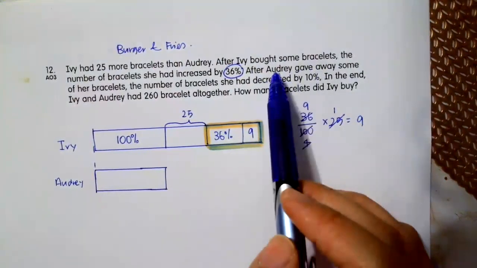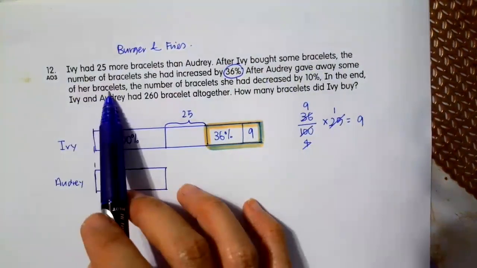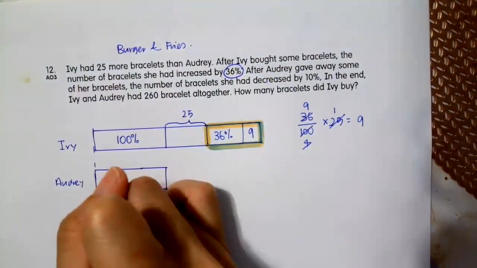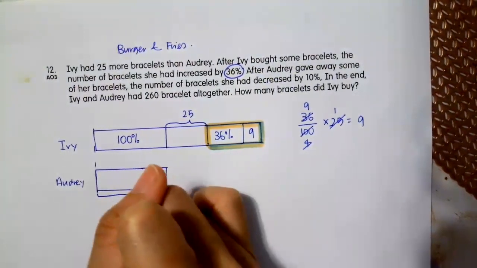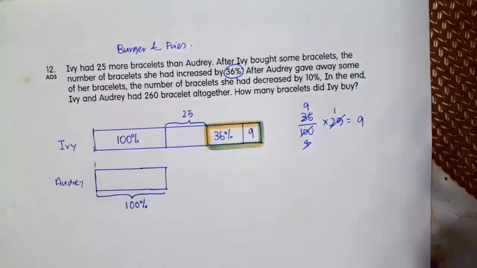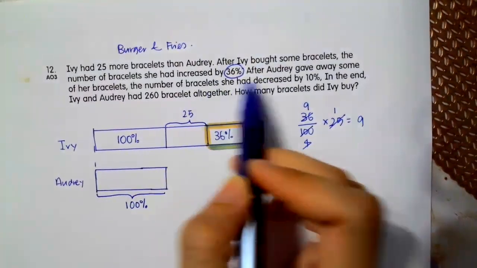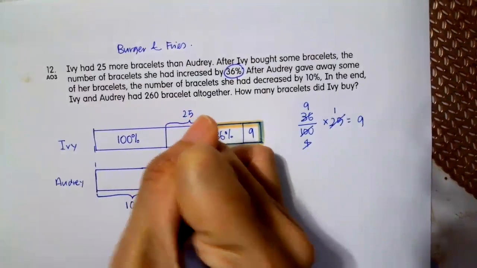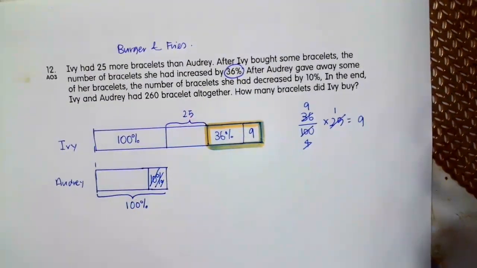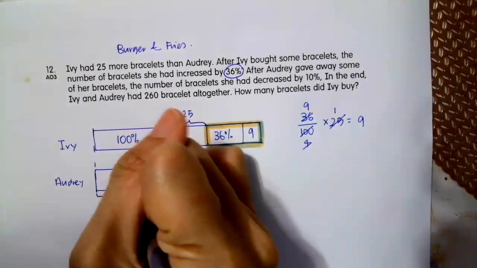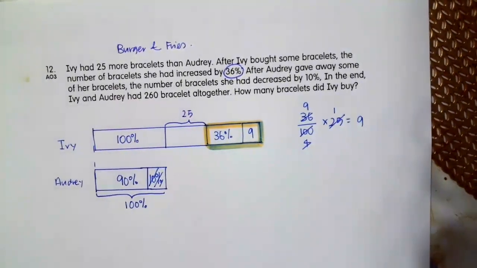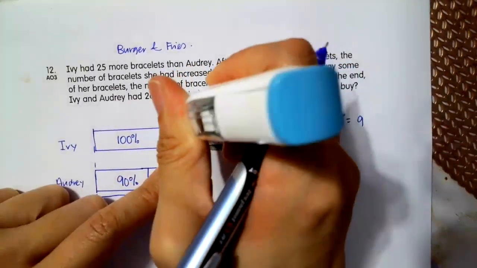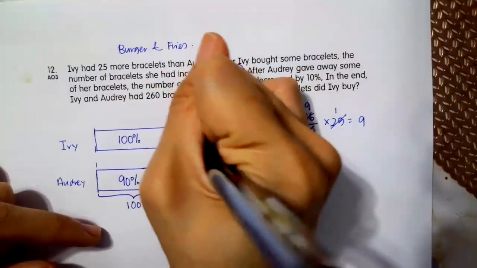I'm talking about Audrey now. After Audrey gave away some of her bracelets, originally, this is 100%. Okay. The number of bracelets she had decreased by 10%. So I'm going to remove a 10%. And I'm going to shade this. So Audrey would be left with 90%. Sorry, actually, I don't need to cut anything here, so I'm going to put it back in because just now it was add on, so I'm going to put a 25 inside here.